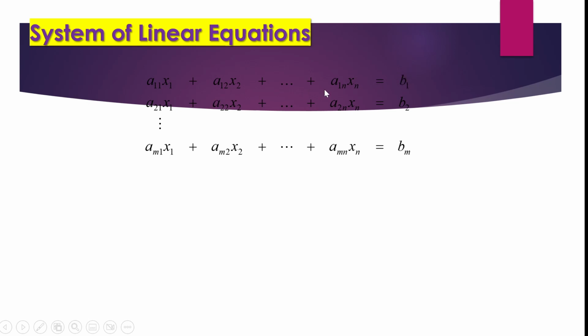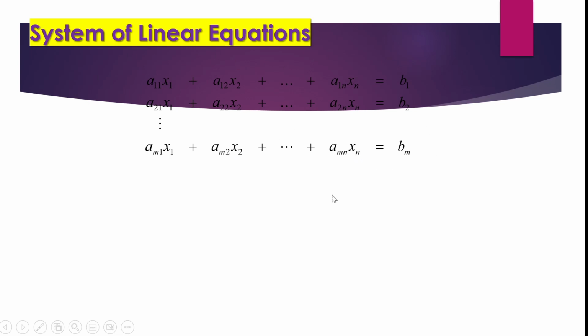All the a11, a12, a1n, b1 here are coefficients, or the values, either integer or real numbers. It is a system because you have more than one equation, and each is a linear equation. So when you have more than one equation, this becomes a system of linear equations. The second equation is a21 x1 plus a22 x2 plus a2n xn equal to b2. The last equation is am1 x1 plus am2 x2 plus until amn xn equal to bm.